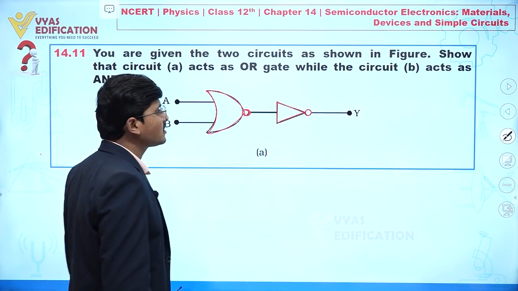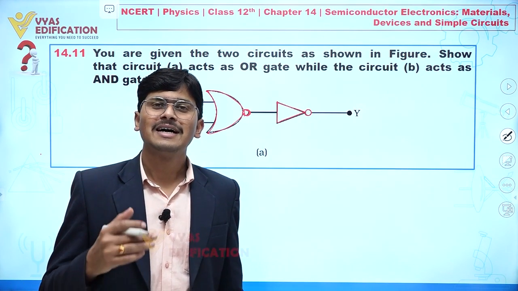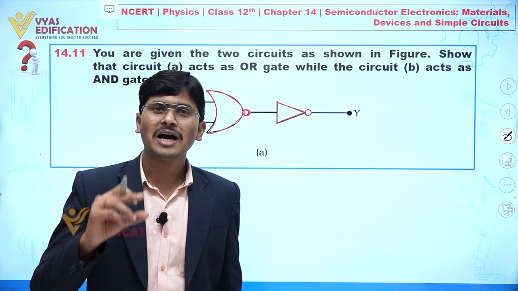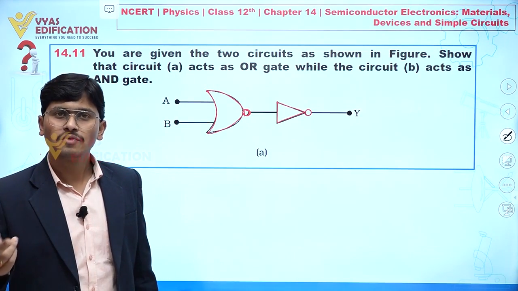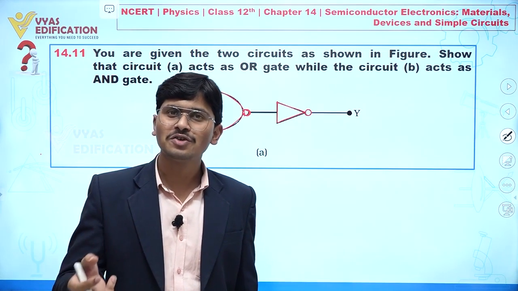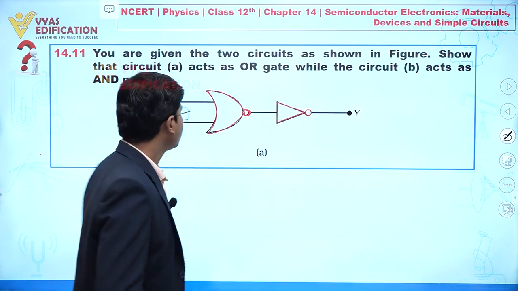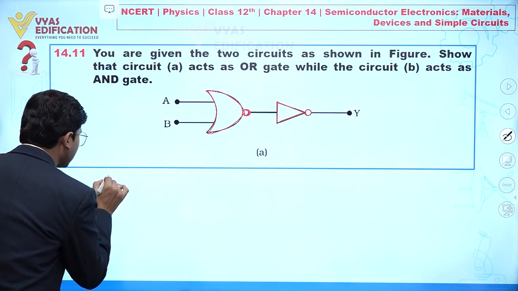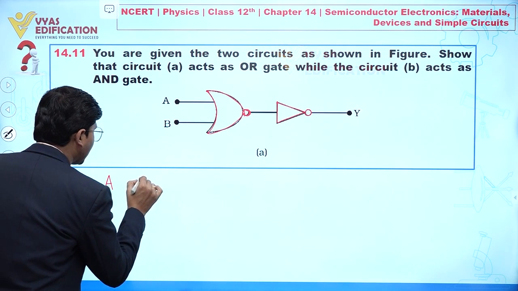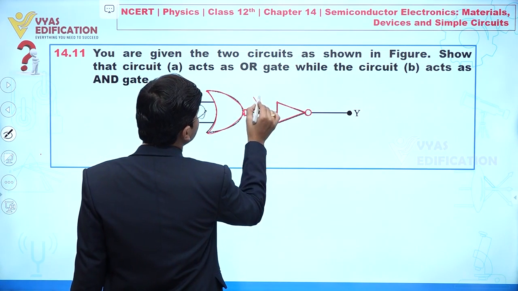So the best way to solve such types of logic gates is to take inputs A and B and put the values 0,0, 0,1, 1,0 and 1,1, and see whatever output we are getting. For that I am drawing a truth table. Let's suppose we have two inputs A and B. From A and B we are getting Y dash.